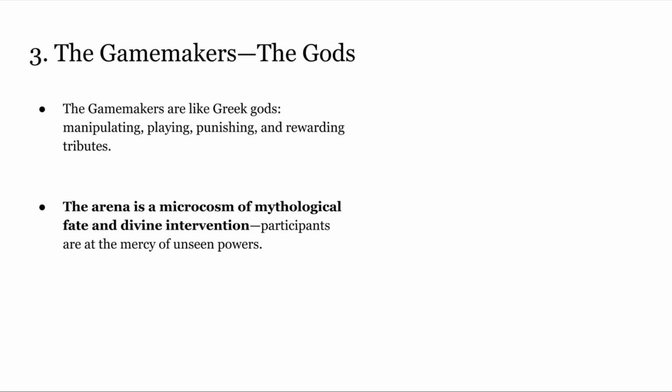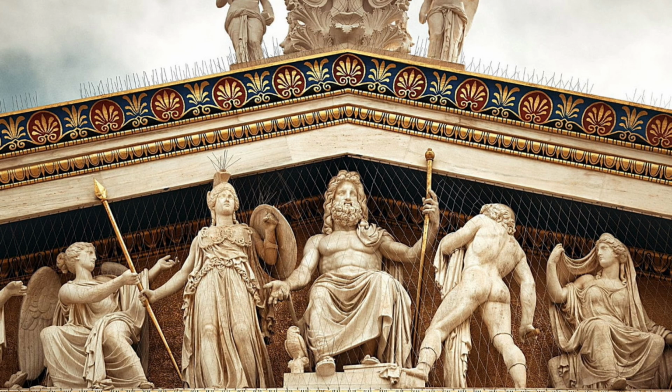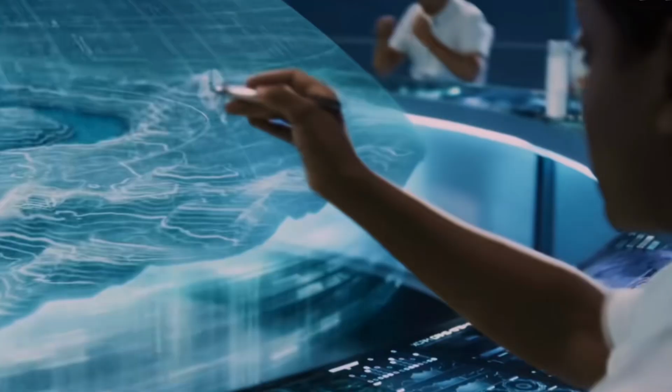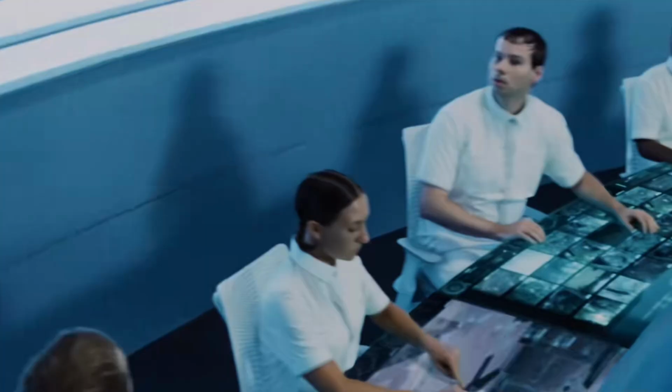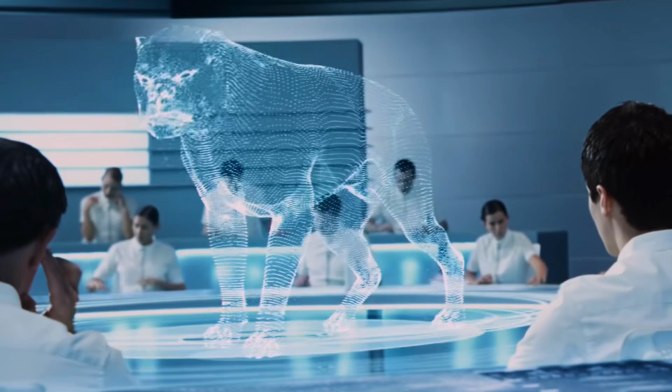And the third one, it's not as obvious, the connection is not often made, is the Gamemakers as, like, kind of gods, I guess. Because when you think of Roman and Greek gods, they're high up on Mount Olympus trying to manipulate everyone, looking down upon us, which is kind of like how the Gamemakers are looking down upon the tributes and playing with them in that game control room. I'll put a picture up there. You can see that the Gamemakers are kind of like Greek gods, manipulating, playing, pushing, and rewarding their tributes.